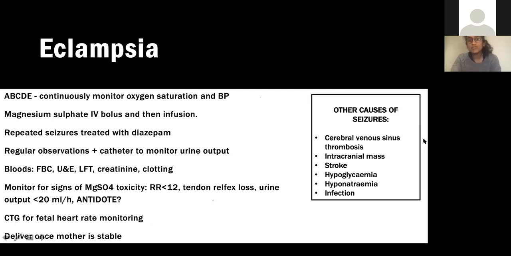Just always think of other causes of seizures as well. So things like cerebral venous sinus thrombosis is very rare, but pregnancy does increase your risk of getting that. Intracranial mass, stroke, hypoglycemia, so don't ever forget checking the glucose, hyponatremia, signs of infection. So just think outside the box. It might not be eclampsia. It might be some of these other things as well.